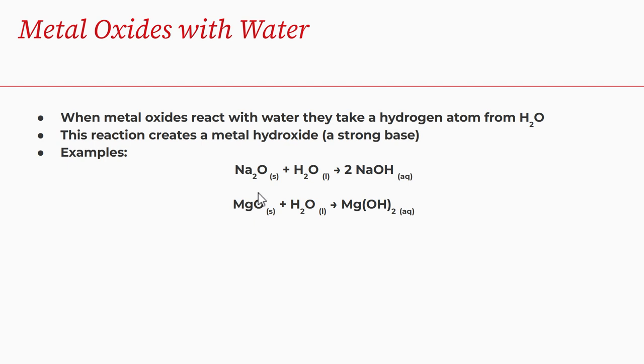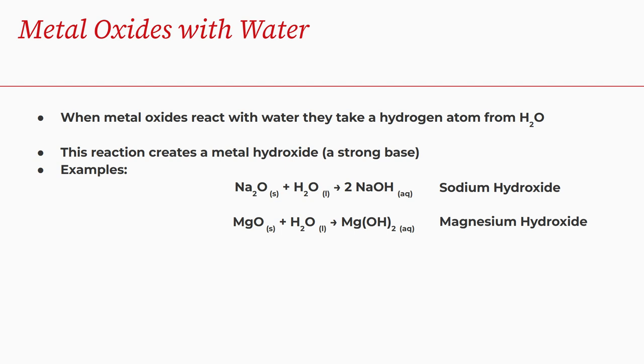And you look here, magnesium has a different charge. Magnesium has a charge of 2+, sodium has a charge of 1+. So we see how we balance the chemical equation changes. So always keep in mind the charge that the element has. Sodium hydroxide, magnesium hydroxide.